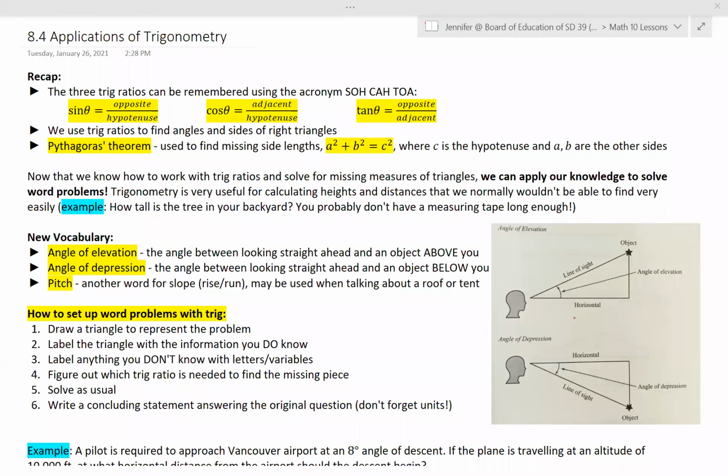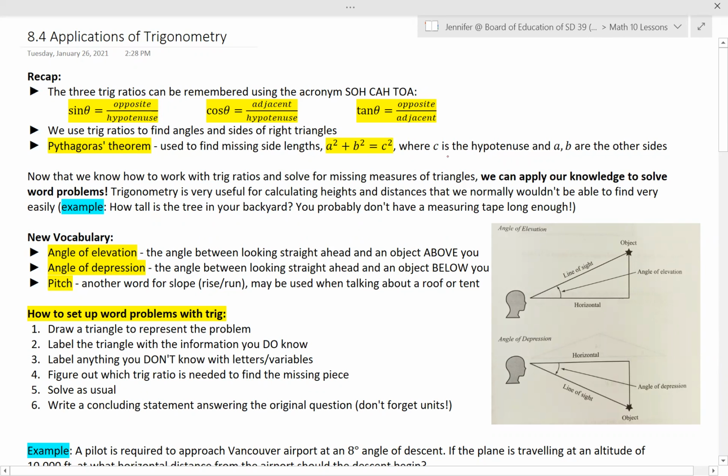This is lesson 8.4, Applications of Trigonometry. So far we know the three trig ratios and we can remember them using the acronym SOHCAHTOA. And I've listed those trig ratios here. We know that we use these trig ratios to find angles and sides of right triangles. Also a reminder of our Pythagoras theorem here, which will be important to solve some triangle problems.